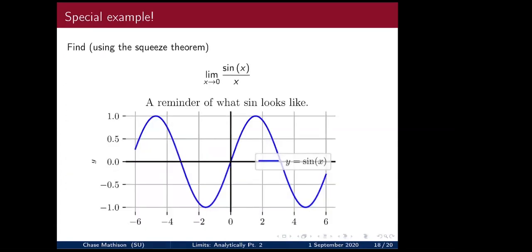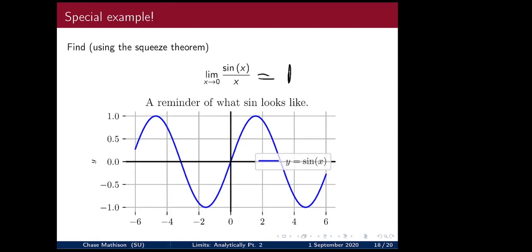All right, so I think I have enough time to walk through this. Find, using the squeeze theorem, the limit as x approaches 0 of sine of x over x. And for anyone who forgets, this is what sine of x looks like. It's this oscillating thing. That's a sine wave. So in case I don't get through all of this, the answer, and we get this by using the squeeze theorem, is 1. Okay?